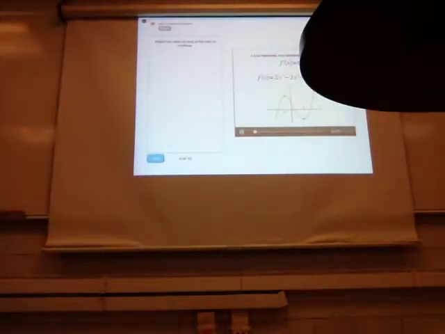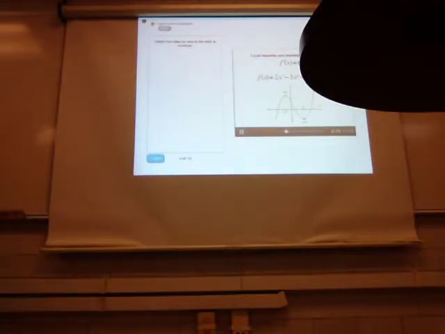Right. The local maximum is 14, and the local minimum is minus 13. In general, you can find the y values of maxima and minima by first finding the x-coordinates where the derivative is 0, and then plugging those x-values back into the function to find the y-values.